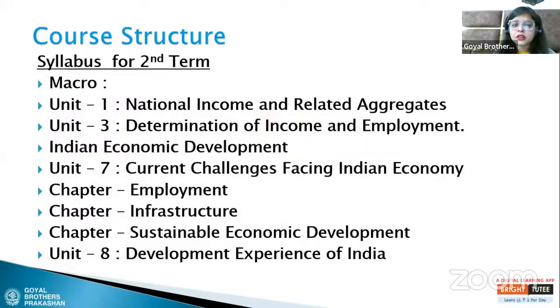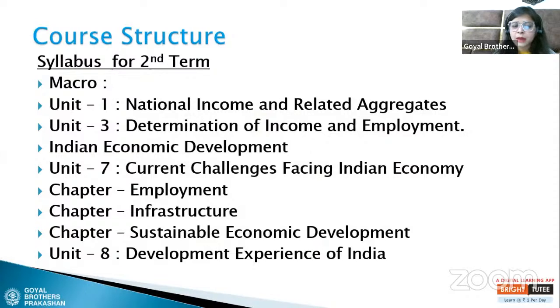And from Indian Economic Development, Unit 7. Unit 7 is basically having 6 chapters, and from those, only 3 chapters are coming. So Unit 7, Current Challenges Facing Indian Economy. From that, only employment, infrastructure, and sustainable economic development is coming.